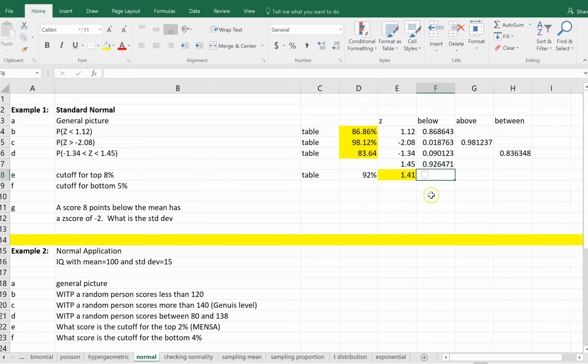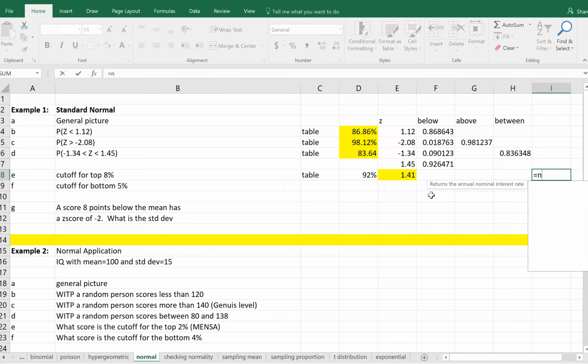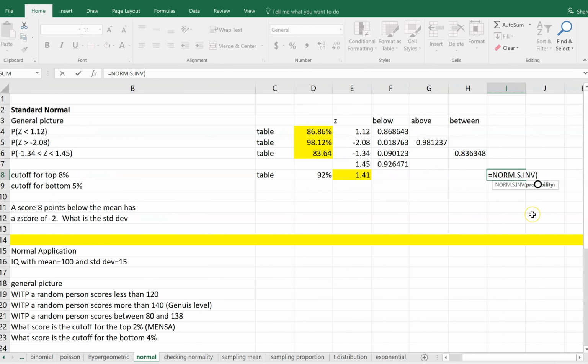Now, can we get this in Excel? The answer is, of course. We can get this in Excel. You just got to learn about the inverse function. The NORM.S.INV. I always use the standard. The norm S inverse says, give me probability, and I calculate out the Z value. It's very important. Give me the probability below. If you give me the probability below, I will tell you the Z value you're looking for.